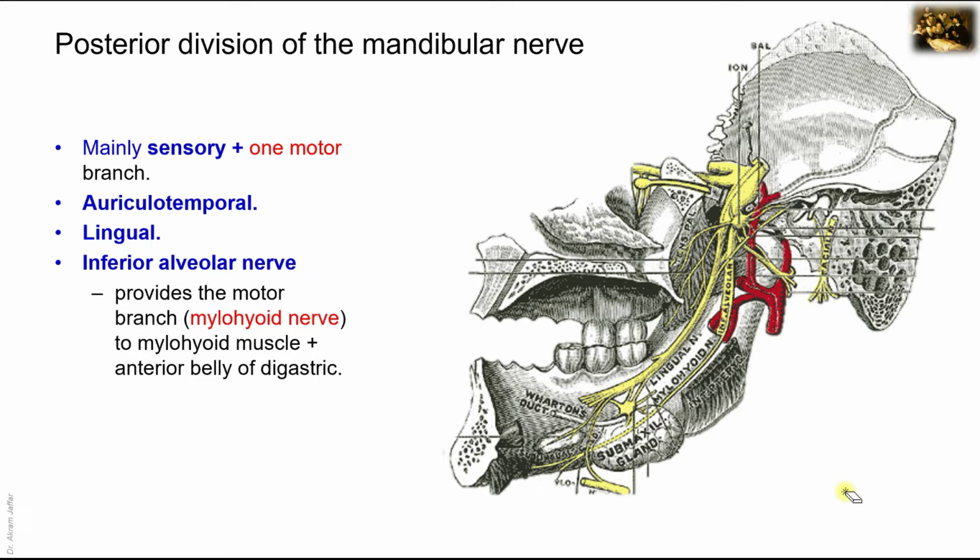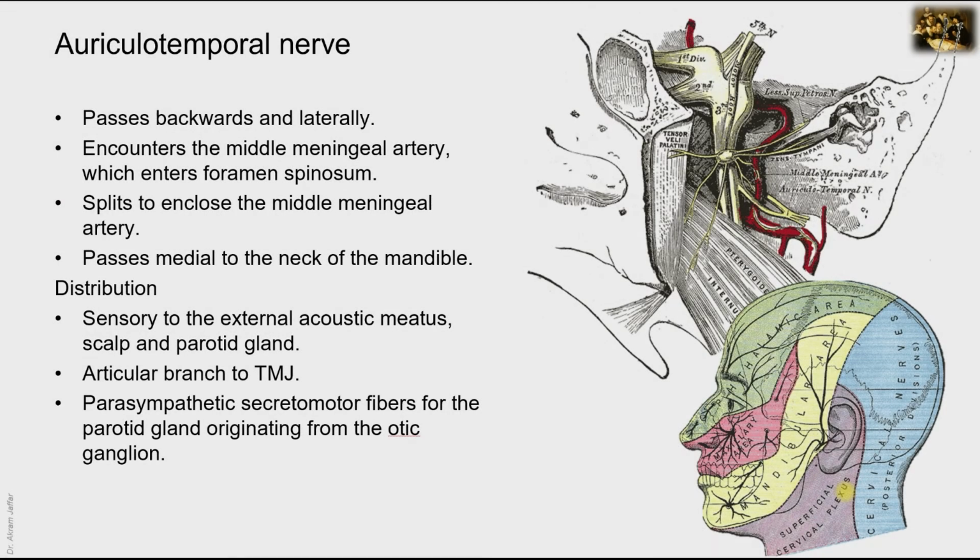And you can see the branches of the posterior division, the sensory ones. It is mainly sensory. But this is the lingual nerve, and then the inferior alveolar nerve, and this is the auriculotemporal nerve. The inferior alveolar nerve, before it passes through the mandibular foramen, gives a small tiny branch. This branch carries motor fibers to the anterior belly of digastric and to the mylohyoid muscle. And this is the one branch of the posterior division that carries motor fibers. Now let's go into some more details of the branches of the posterior division and start with the auriculotemporal nerve.